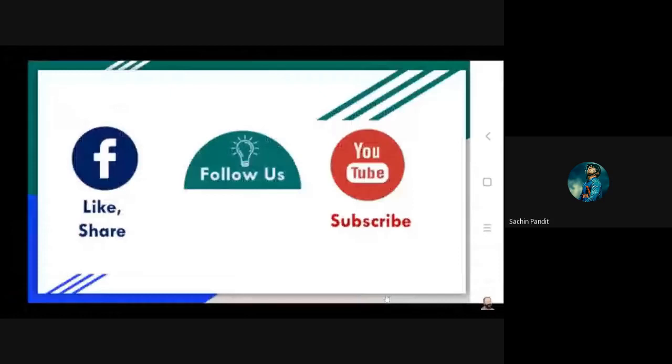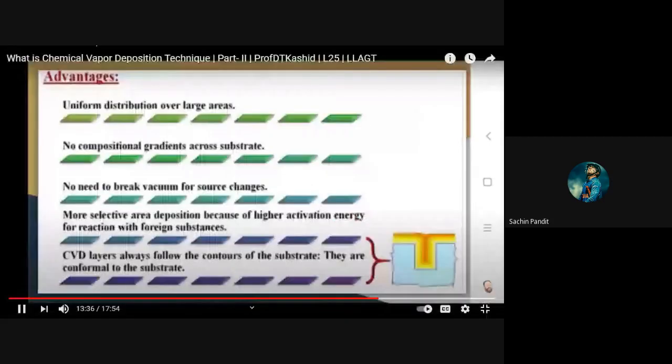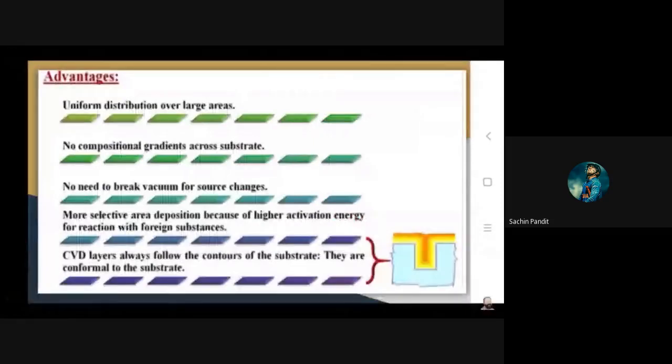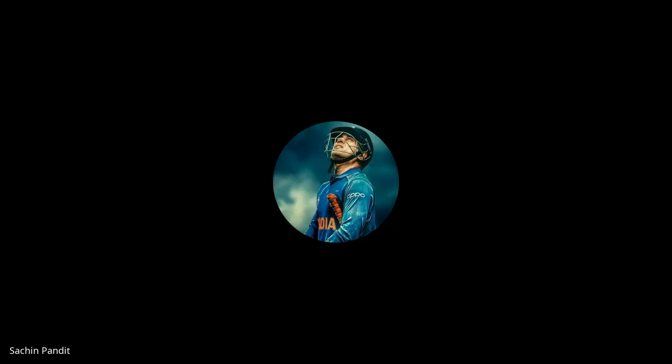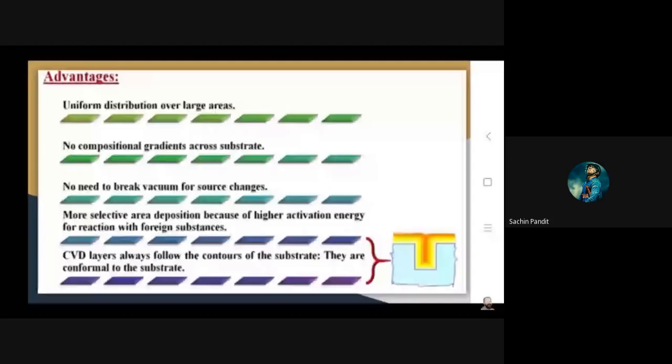What are the advantages? First is uniform distribution over large areas. Then no compositional gradients across the substrate. Then no need to break vacuum for source changes. Then more selective area deposition because of higher activation energy for a reaction with the substrate. So the contour of the substrate, they are conformal to the substrate.